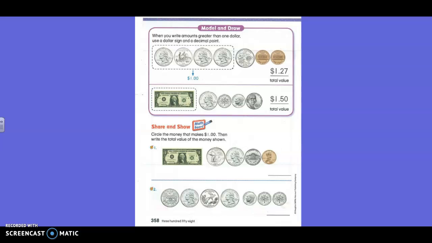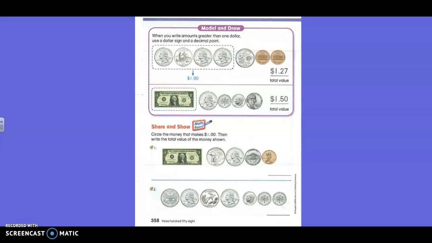Okay, here we are, starting on our new thing, making money more than $1. Okay? All right. When you write amounts greater than $1, use a dollar sign and a decimal point. Okay? We kind of did this yesterday when you wrote $1. You just didn't have any change. You always put 0 for the change, right? Today you're going to actually have change.